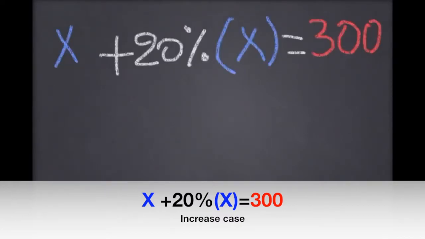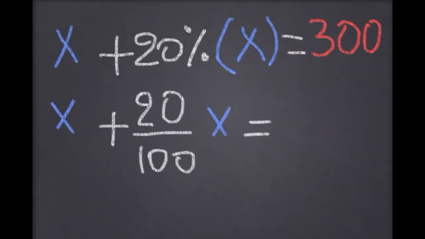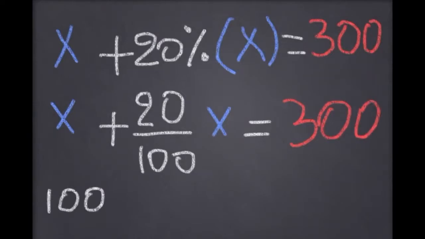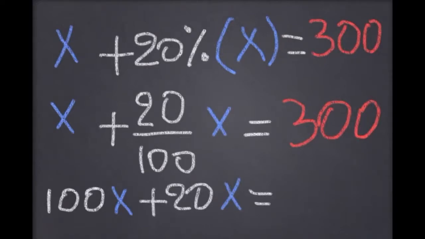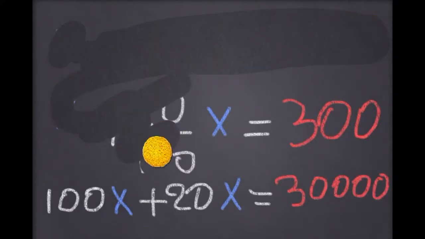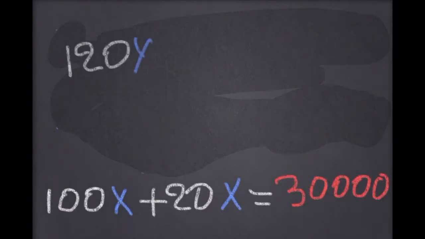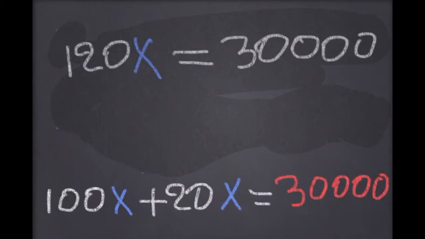As you can see, then we solve this. Substitute 20% by 20 over 100 and then multiply both sides by 100 to get 100x plus 20x, because you cancel the 100, equals 300 times 100, which is 30,000. Simplify this. 100x plus 20x equals 120x. So we get 120x equals 30,000. Then divide both sides by 120.